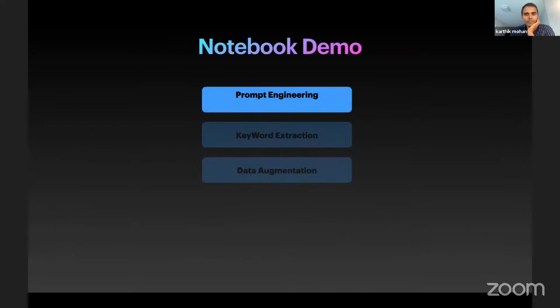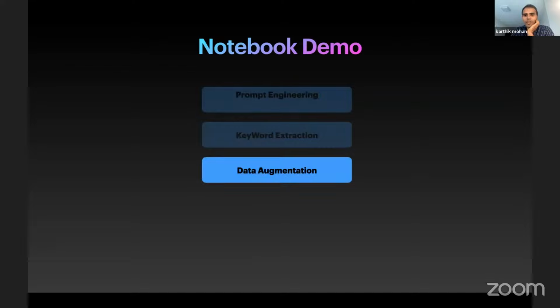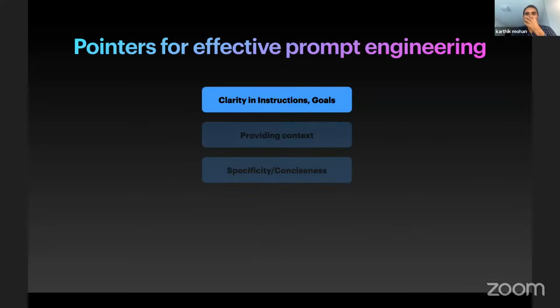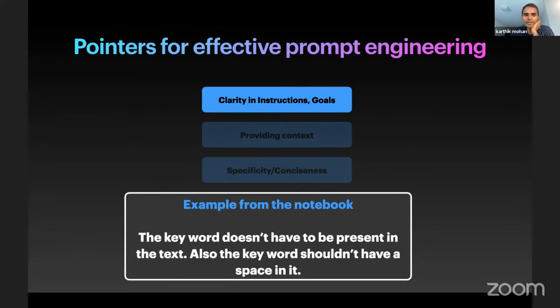So we looked at a demo on prompt engineering, keyword extraction, and data augmentation in a Python notebook, where we actually call the API to extract responses. Some pointers for effective prompt engineering: clarity in instructions. In the example from the notebook, we had a sentence that said the keyword doesn't have to be present in the text. Also, the keyword shouldn't have a space in it. So we're very clear in the instruction or the goal in the prompt, right? Clarity is important to get a good response from ChatGPT.